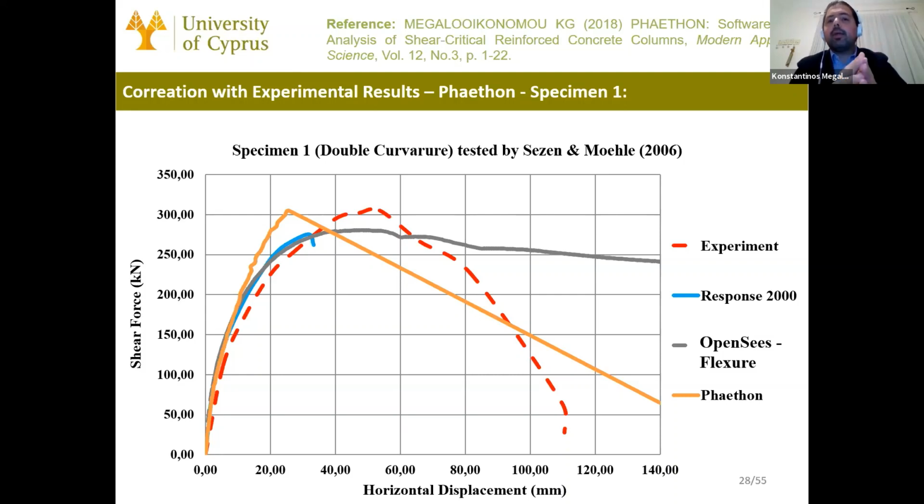So the difference in the response is due to the fact that the column yields in flexure but fails in shear, and after the shear crack is formed, the degradation is brittle and sudden. That's why you have this difference in the response between the two models.